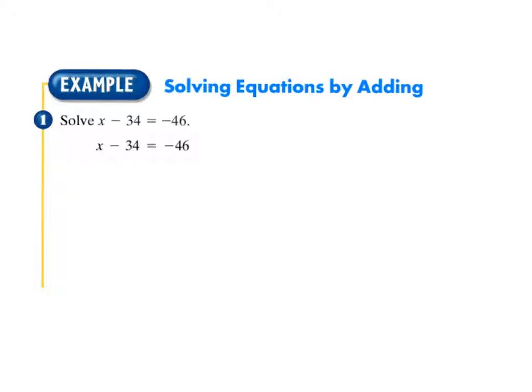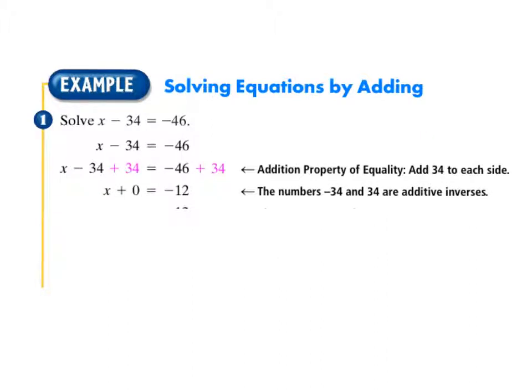So I have to undo, or do the inverse operation of, minus 34. So the opposite of minus 34 would be plus 34. So I'm going to add 34 to both sides. That leaves me with x plus 0 equals negative 12, and I can just get rid of the 0. So x equals negative 12.